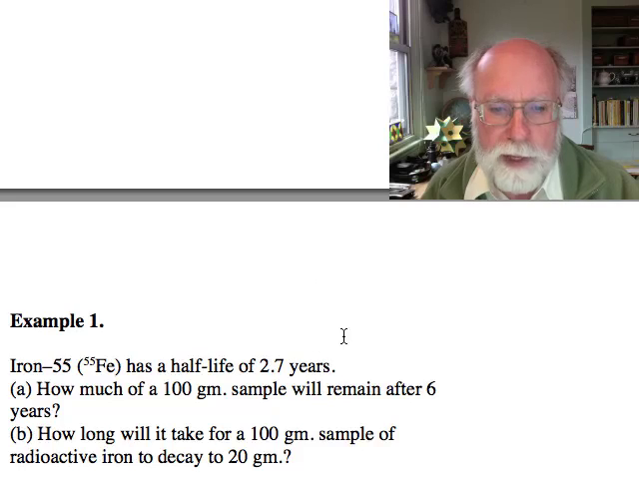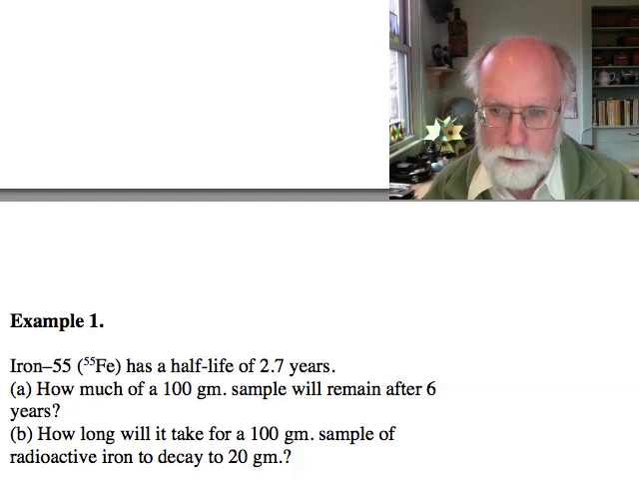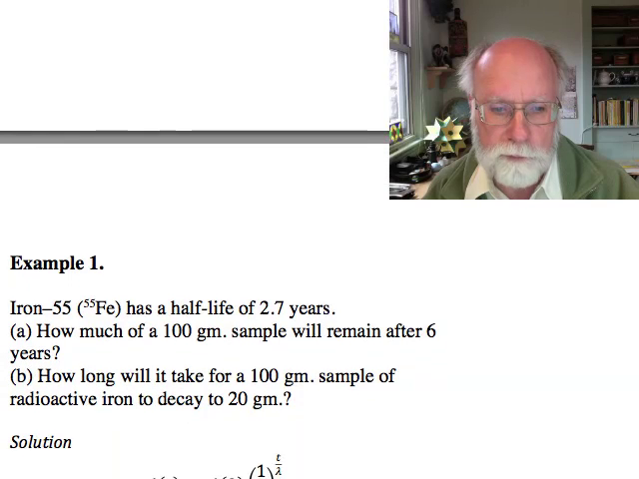Iron-55 has a half-life of 2.7 years. In this question, we're asked how much of a 100-gram sample will remain after 6 years? And how long will it take for a 100-gram sample of radioactive iron-55 to decay to 20 grams? Note, iron has other isotopes with radically different half-lives. So we should always say iron-55 here.